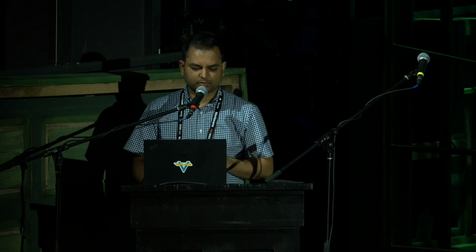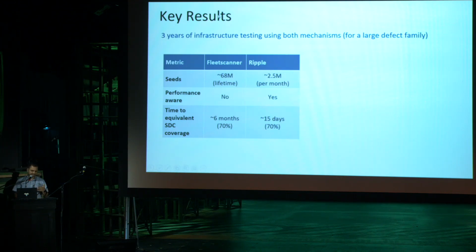And both methods of testing provide unique coverage. So what do I mean by that? If you compare the two different mechanisms, this data that I'm sharing is from 3 years of infrastructure testing for the entire Facebook fleet, or Meta fleet. Actually, it's for one very large defect family. There are multiple defect families which we categorize based on whether it is vector type, memory copy type, floating point type, and this is for one of the largest defect families that we've seen issues for. One of them is performance aware. For example, Fleet Scanner is not performance aware, Ripple is performance aware, and the time to equivalent coverage is approximately 6 months for one and 15 days for the other.